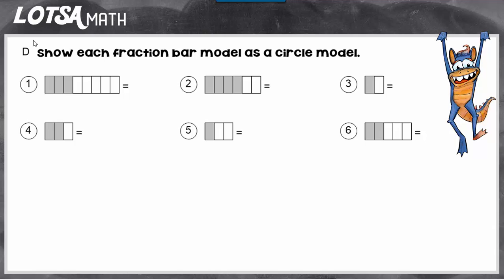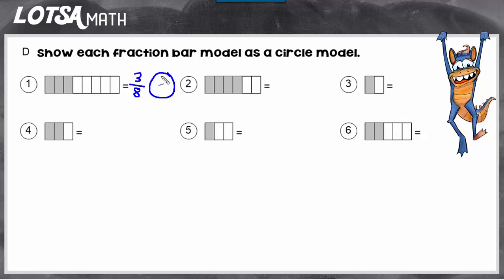On number 1, we first look at the fraction bar model and we find the fraction it represents. Since 3 parts are shaded, our numerator is going to be 3 out of 1, 2, 3, 4, 5, 6, 7, 8. So 3 out of 8 parts are shaded in this fraction bar model. We're going to create a circle model to show that. So it starts by drawing a circle.